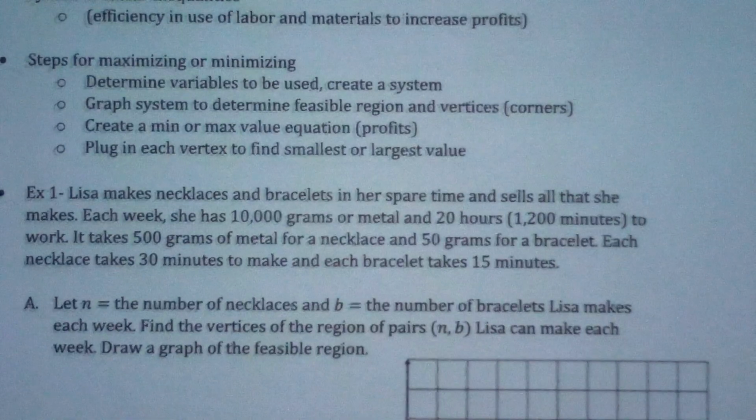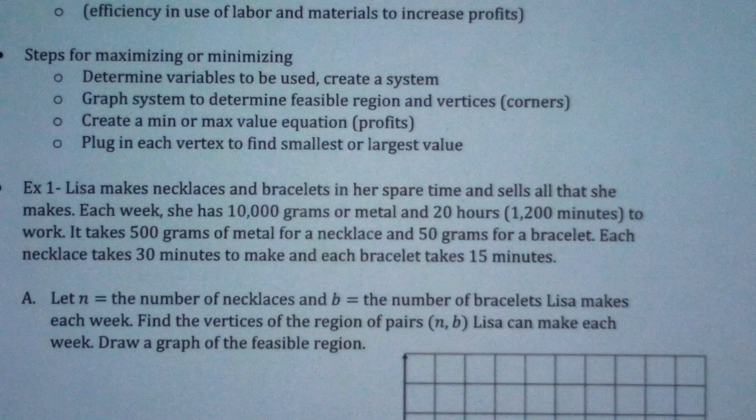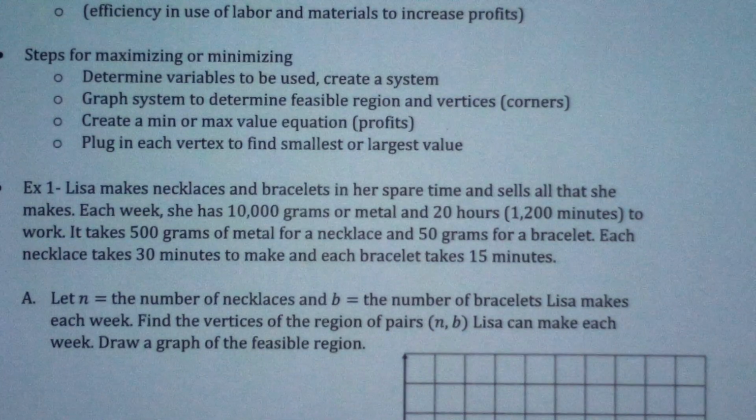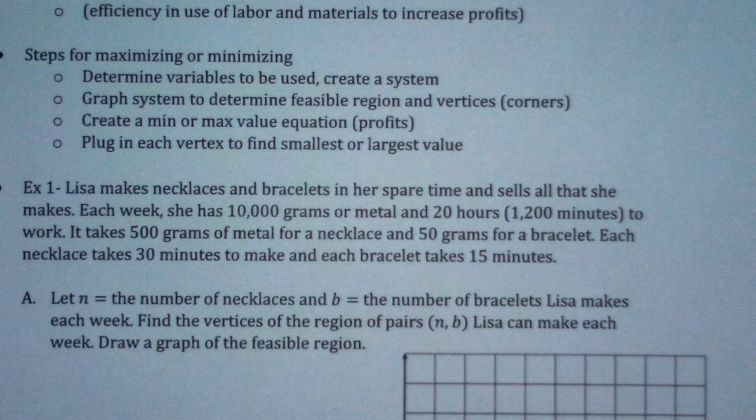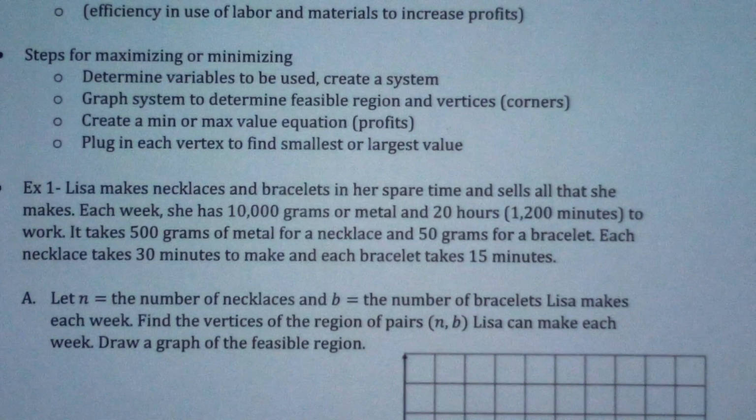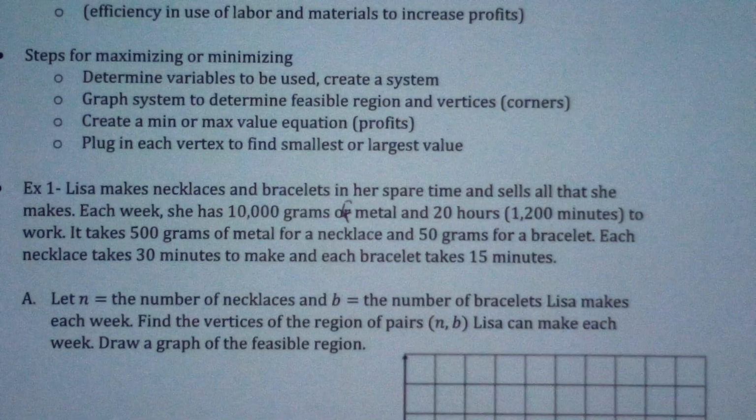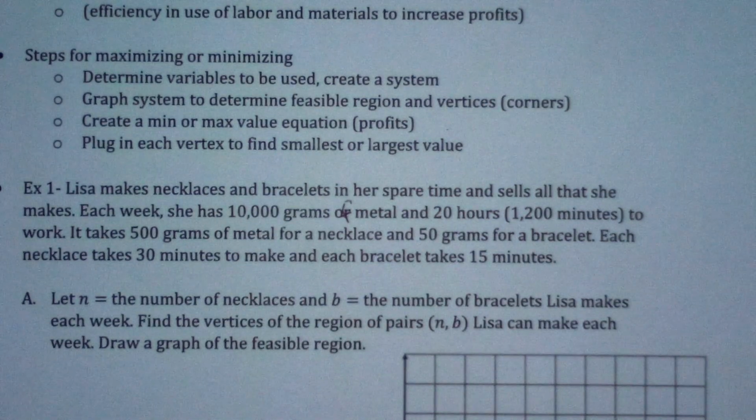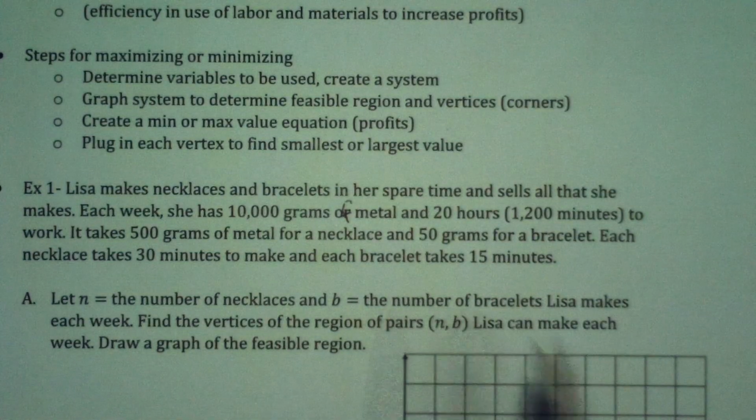On that extra sheet, Lisa makes necklaces and bracelets in her spare time and sells all the stuff that she makes. Each week she's got 10,000 grams of metal, and she's got 20 hours to work, which they turn into minutes because the other stuff is in minutes. It takes 500 grams of metal for a necklace, 50 grams for a bracelet, and each necklace takes 30 minutes and each bracelet takes 15 minutes.